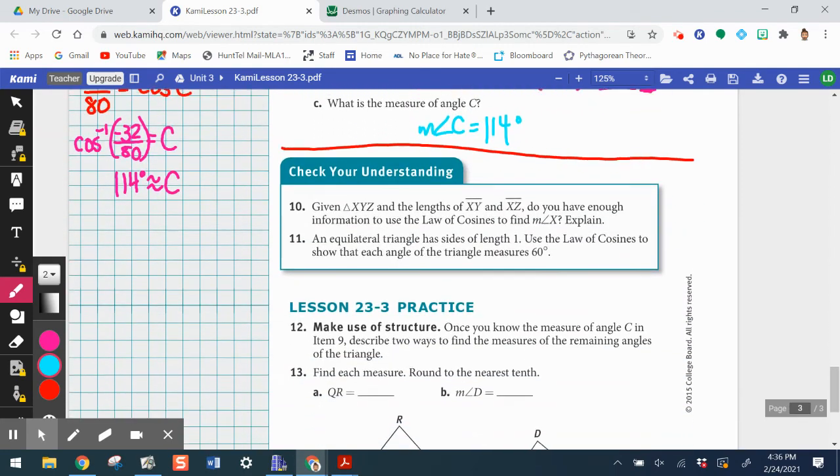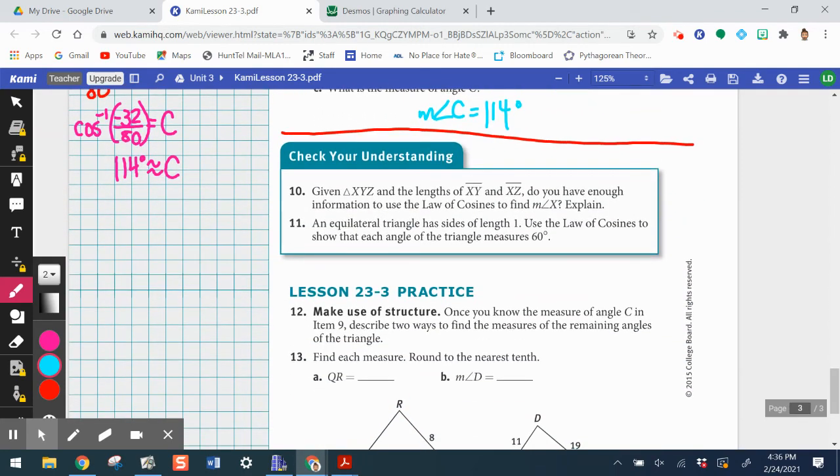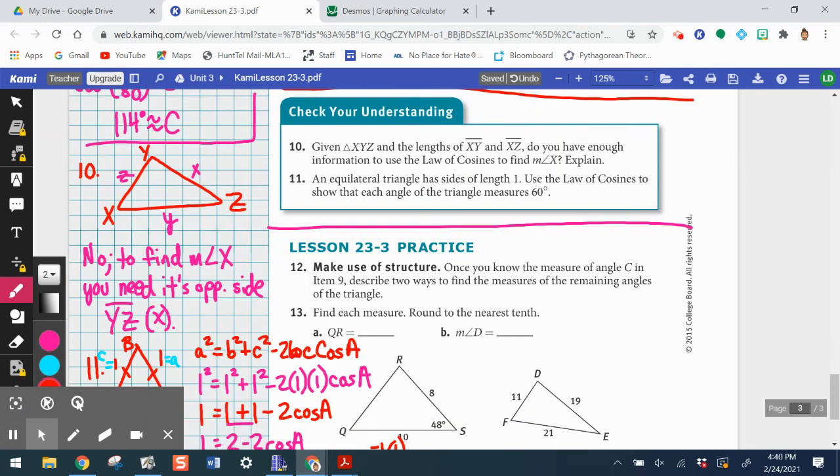The last thing we're going to look at together is the check your understanding. So I'm going to ask that you go ahead and chunk these two together. I'll be doing the work out here in the My Notes section. So pause the video, read through items 10 through 11, and answer them before playing through. Okay, so two very distinct problems helping just solidify our understanding of the law of cosines.